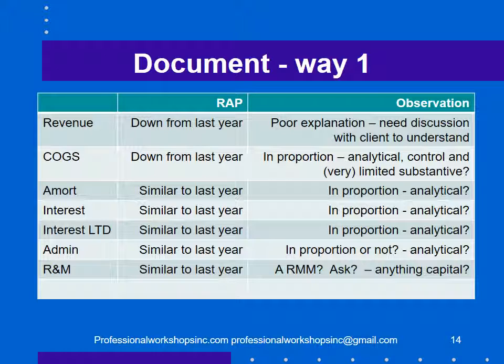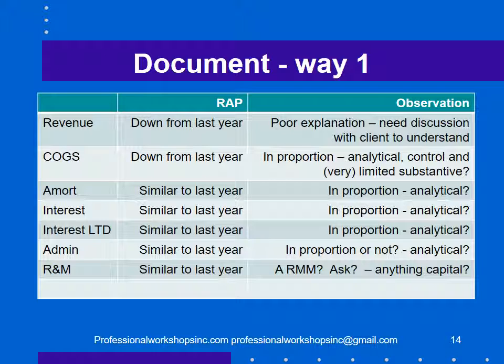Based on that analytical procedure and our understanding above, we probably can do some analytical substantive procedures, some control testing, and perhaps very limited substantive procedures on cost of goods sold. And amortization, interest, and interest on long-term debt, you know, those are absolutely in proportion to last year, and doing nothing other than a substantive analytical procedure might be all that's required for those three.